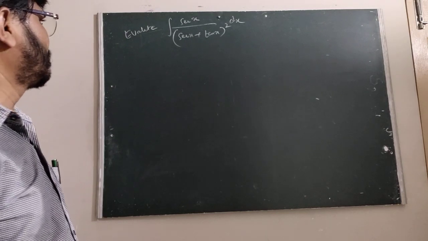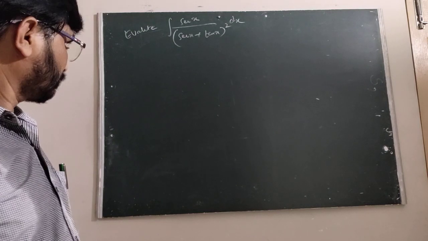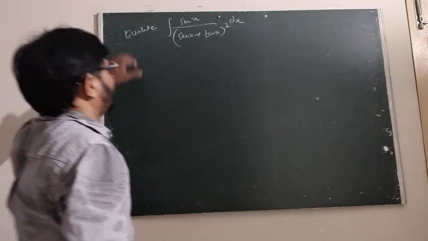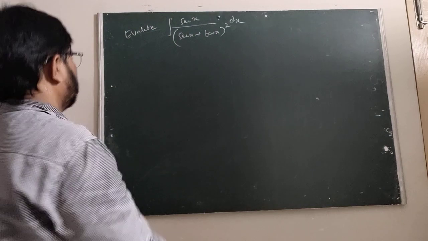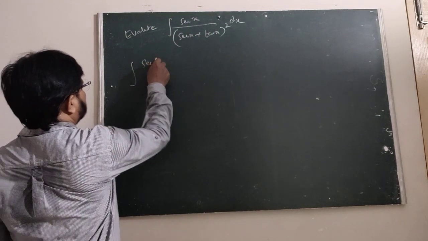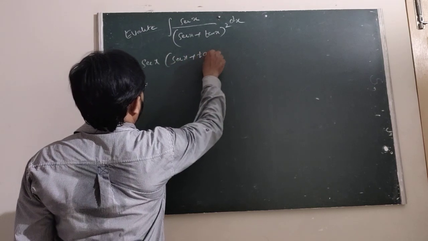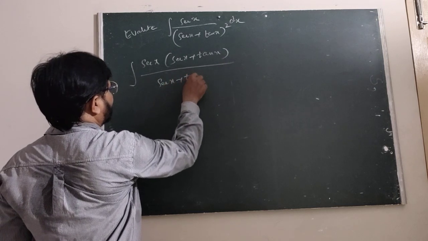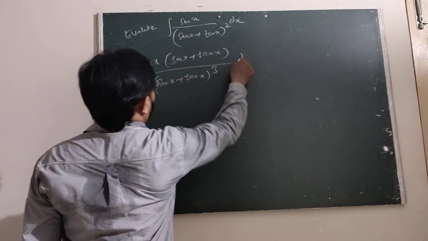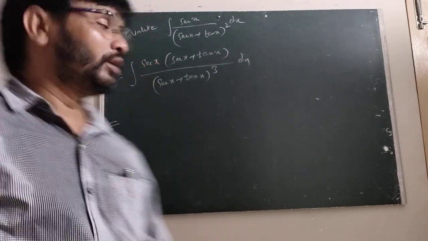Now evaluate the integral of secant x upon secant x plus tan x. We know that the derivative of secant x is secant x tan x, but the derivative of tan x is secant square x. Now here, secant x into secant x plus tan x whole by secant x plus tan x whole cube into dx. I hope the first step everybody understands.